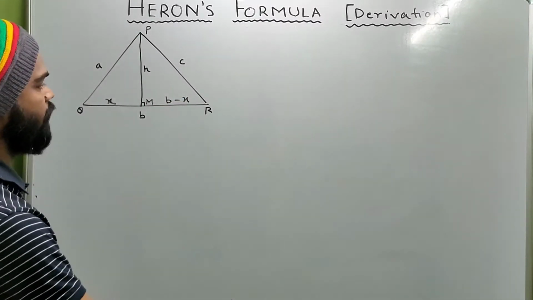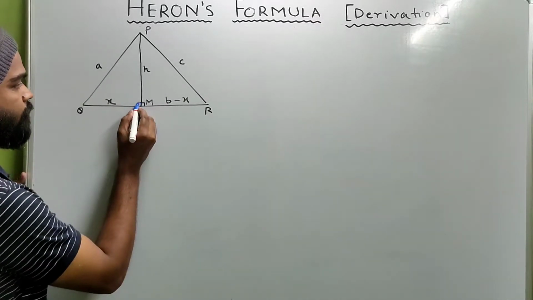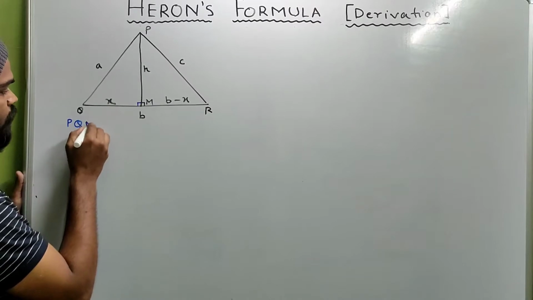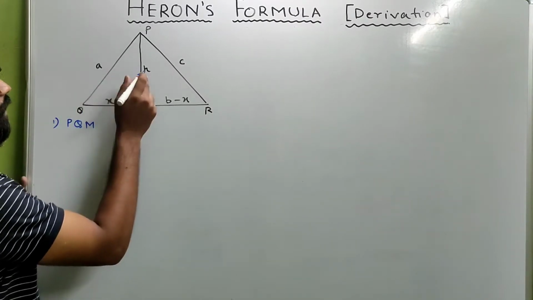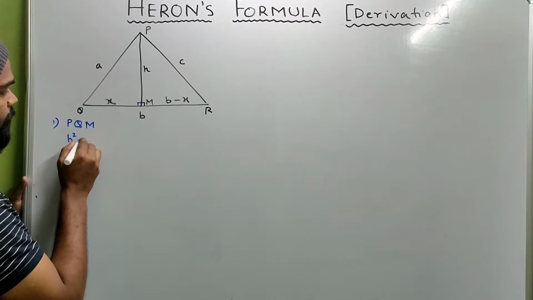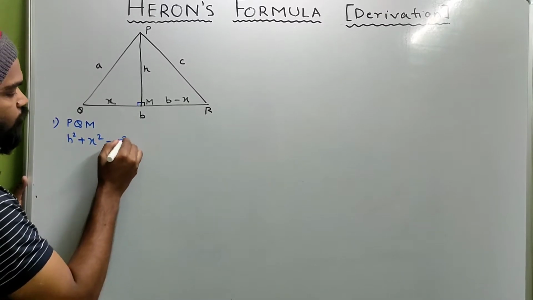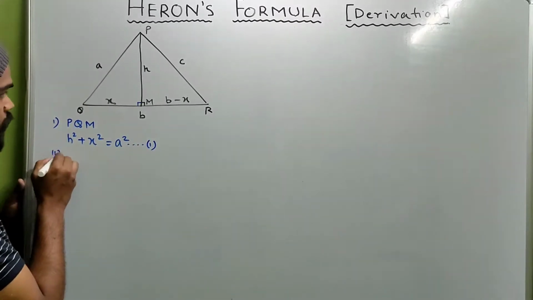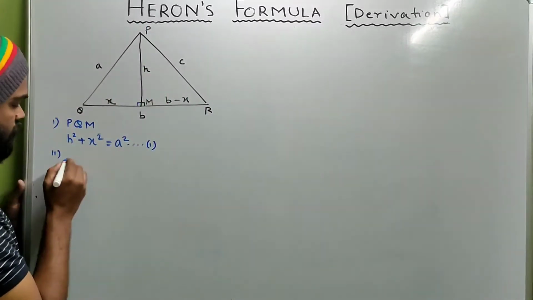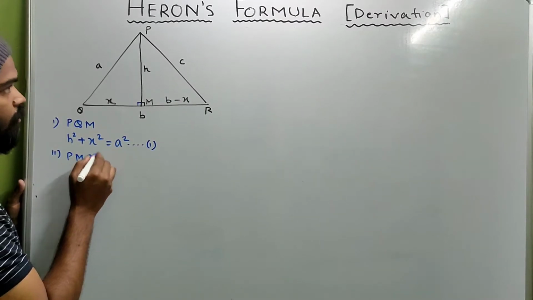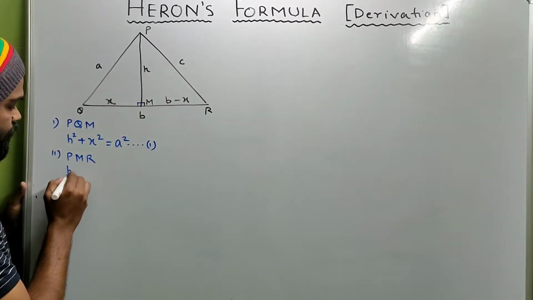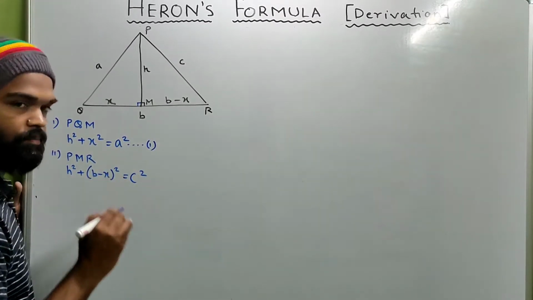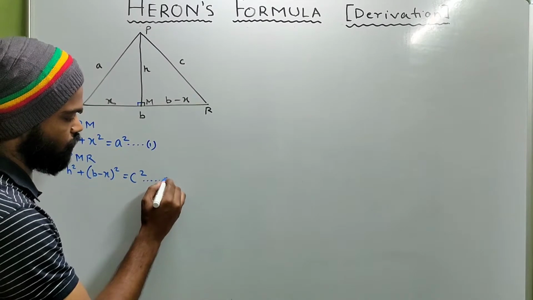Okay. Now, just look. There are two triangles. In triangle PQM, if you look carefully, h square plus x square is equal to a square. Pythagoras theorem. Equation 1. Then, look at triangle PMR. Over there, h square plus (b minus x) whole square is equal to c square. This is your equation 2.